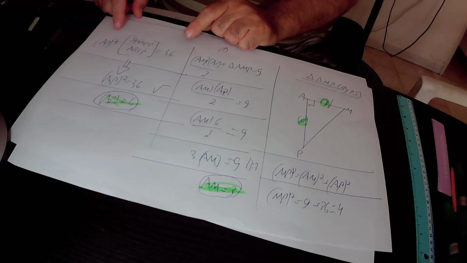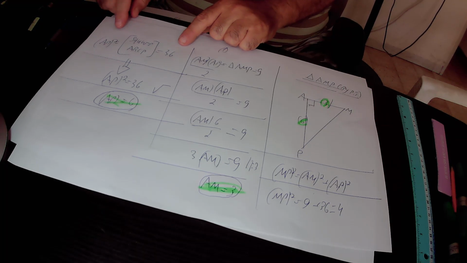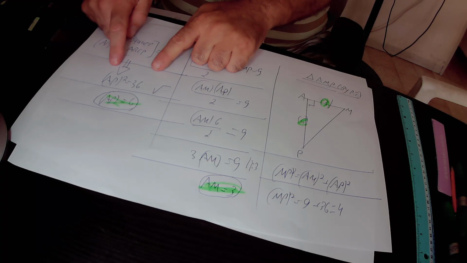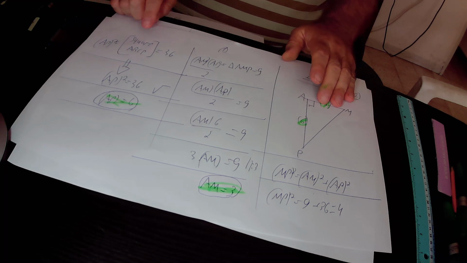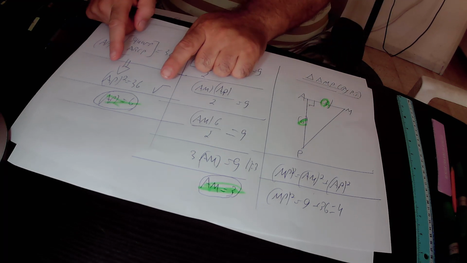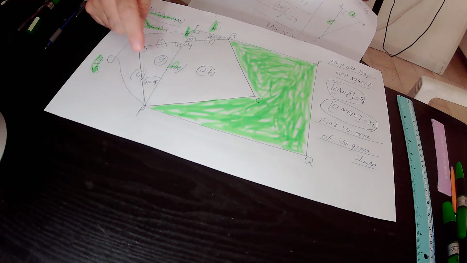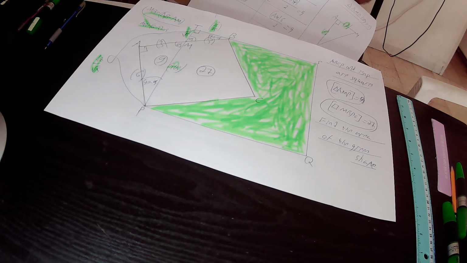And from this equation, AP squared equals the area of square BCP, which equals 36. We derive that AP squared equals 36. Here we took the root out of this equation and found that AP equals the square root of 36. This is side AP, which equals 6 units in length.